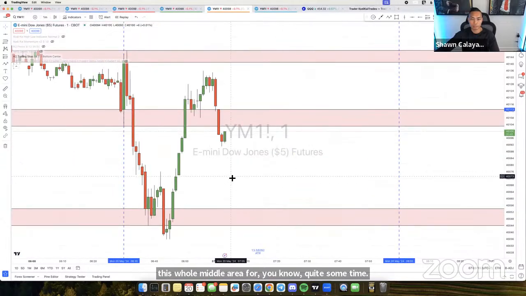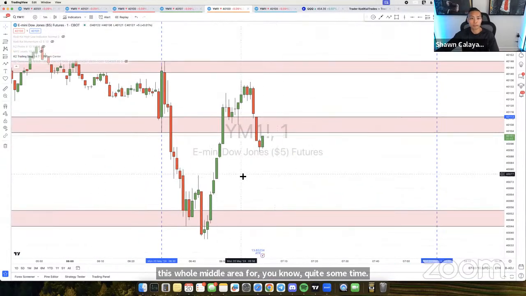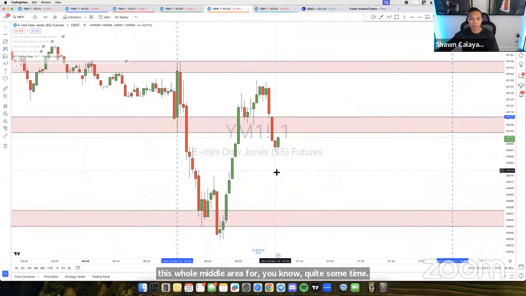All right, price is now back below the. So it looks like fake outs on both sides. Now that I'm taking a look at this here, guys, I'm going to put that in my notes.